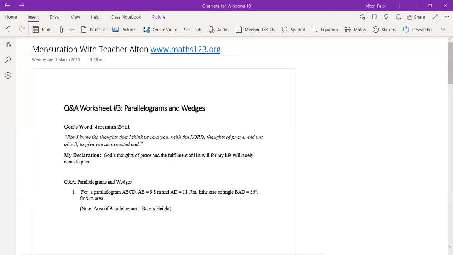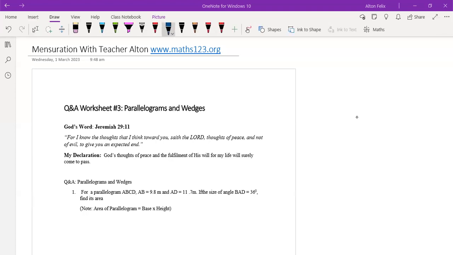Question number one, we are given a parallelogram ABCD whose length AB is 9.8 meters and AD is 11.7 meters. If the size of angle BAD is 36 degrees, find its area. And the area of a parallelogram is base times height. So let's get a sketch of this parallelogram here.